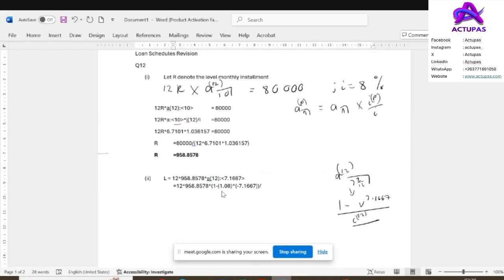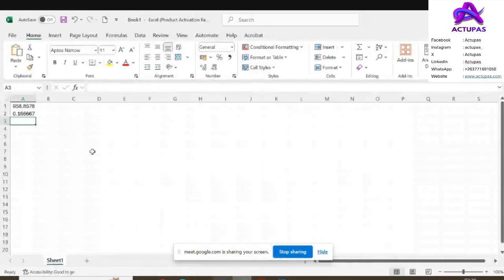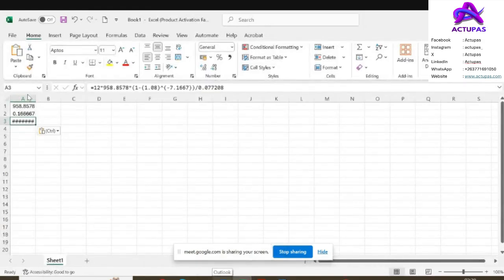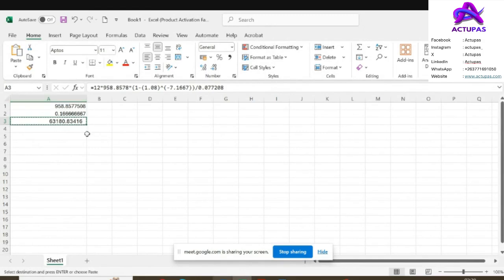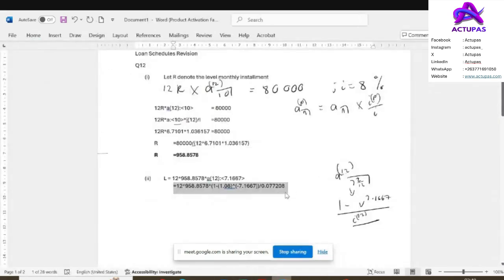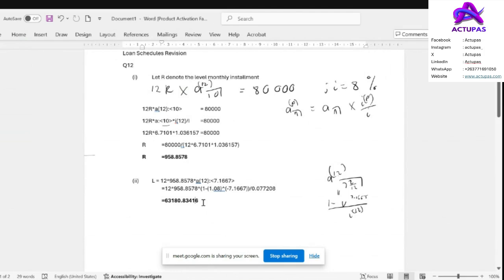You can get it from your table, 0.077208, and you take all this, copy, put it in Word, paste. This is your answer, 63180.83. Copy it and put it here. This would be your solution in your answer booklet. And we now move on to part 3.